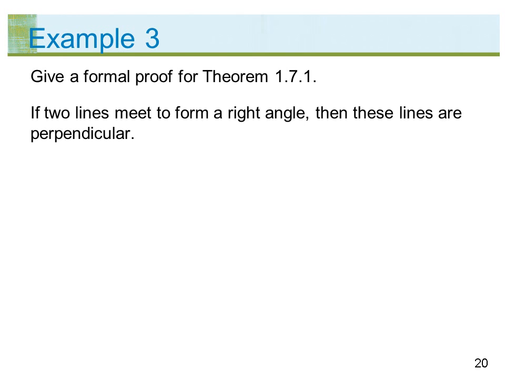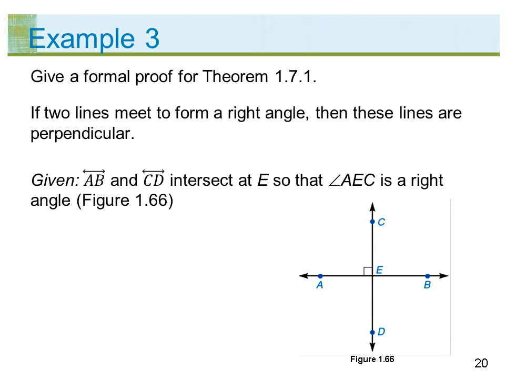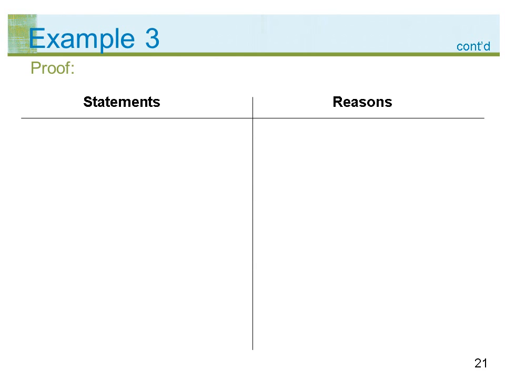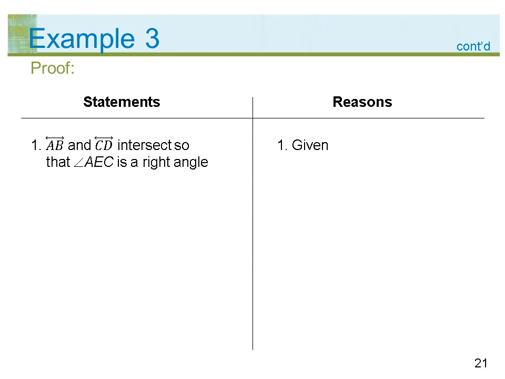If two lines meet to form a right angle, then these lines are perpendicular. Given: line AB and line CD intersect at point E, so that angle AEC is a right angle. Figure 1.66. Prove: line AB is perpendicular to line CD. Proof. Statements. Reasons. Number 1. Line AB and line CD intersect so that angle AEC is a right angle. Reason: Given.